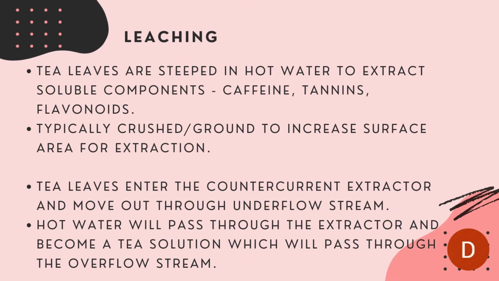In the manufacture of instant tea, leaching is a process in which the tea leaves are steeped in hot water to extract soluble components such as caffeine, tannins, and flavonoids. The tea leaves are typically crushed or ground to increase the surface area for extraction. Tea leaves, the solute-rich solids, enter the countercurrent extractor and move out through the underflow stream, while hot water acts as the solvent. Hot water will pass through the extractor and become a tea solution, which will pass through the overflow stream.